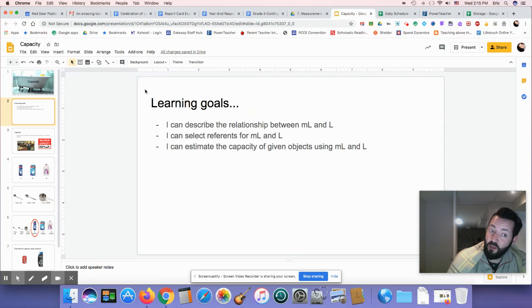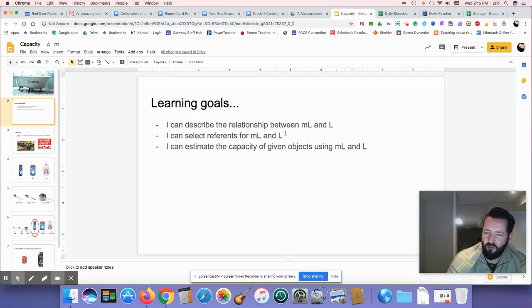Today, I'm breaking a new record. I've actually put 3 learning goals on today's lesson because, quite frankly, they're all really short goals, and I think we'll be able to master all 3 of them today. So, goal number 1, I can describe the relationship between milliliters and liters. Goal number 2, I can select references for milliliters and liters.